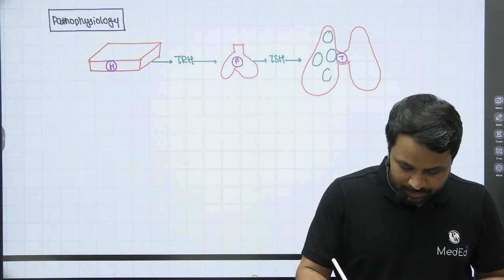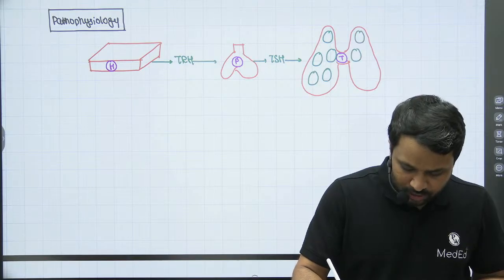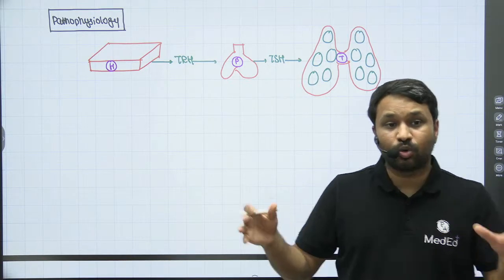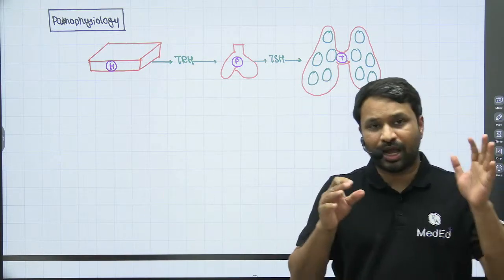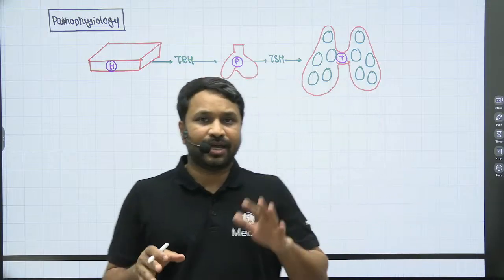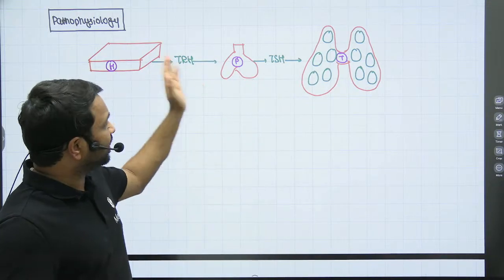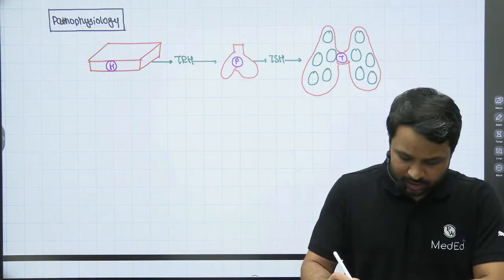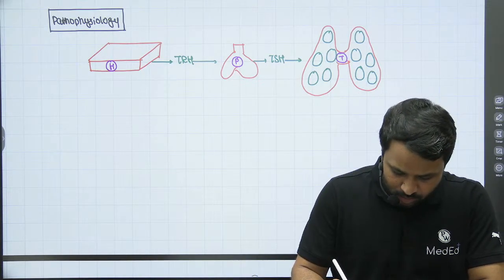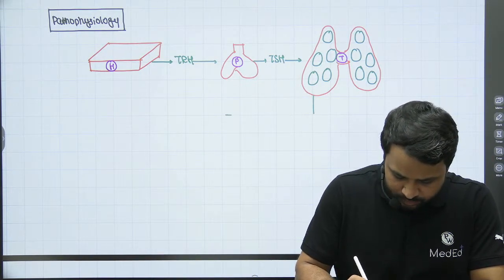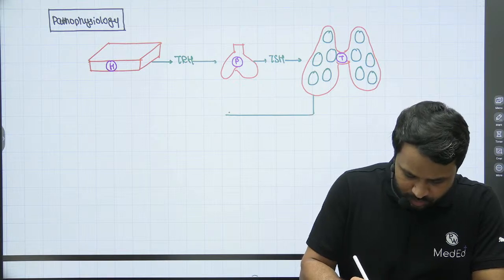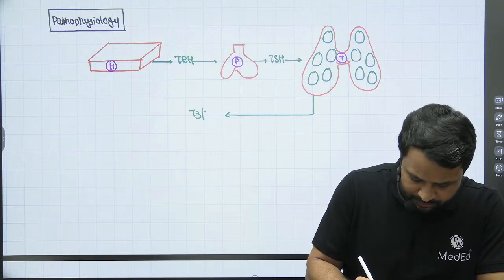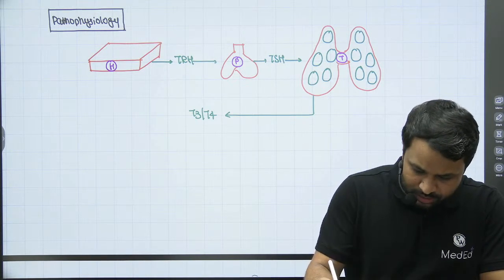So all these thyroid follicles which are present are now going to get stimulated by TSH. So hypothalamus releases TRH. TRH stimulates the pituitary gland. It releases TSH. TSH stimulates the thyroid follicles, and when the thyroid follicles are stimulated, they are now going to release our T3, T4.